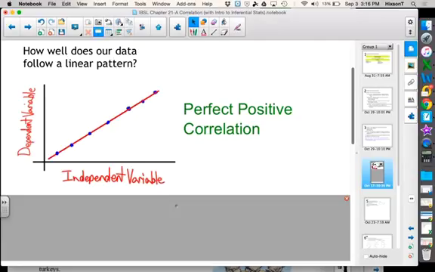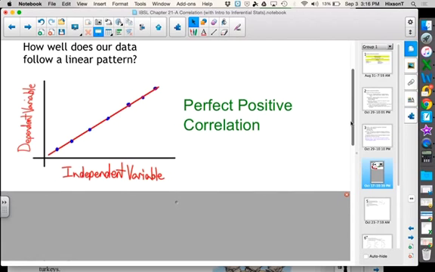Now, this one is perfect positive correlation. How can you tell it's positive? It goes that way. Yeah, we're going up. It's increasing. Our dependent variable is increasing as our independent variable increases. Okay? So that's perfect positive.